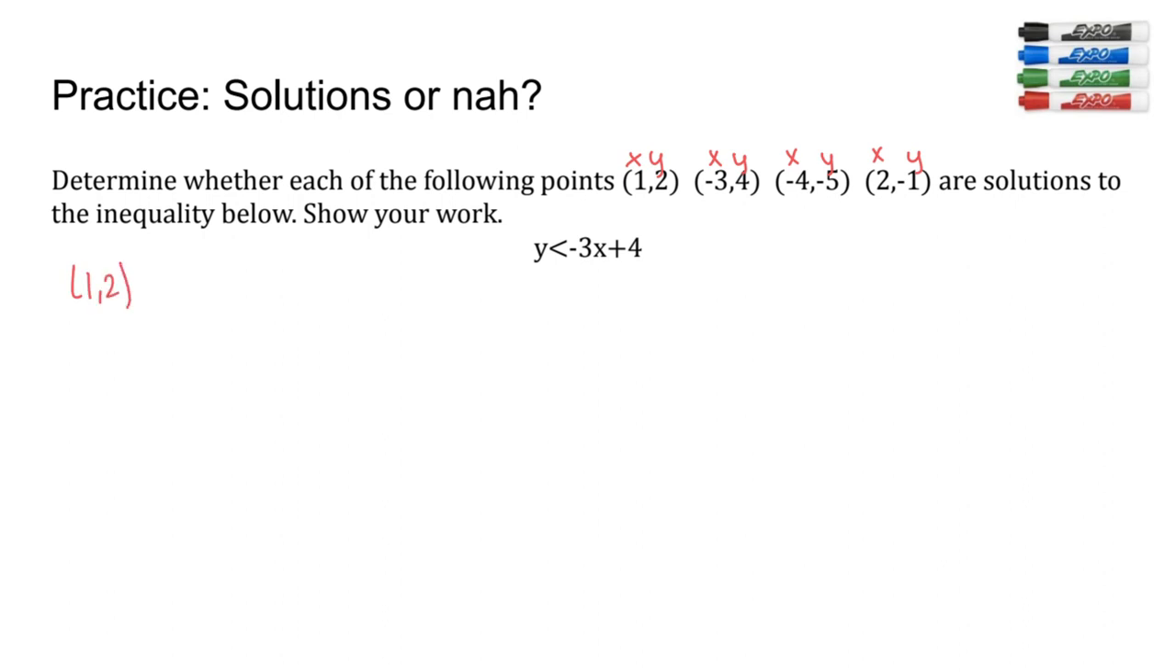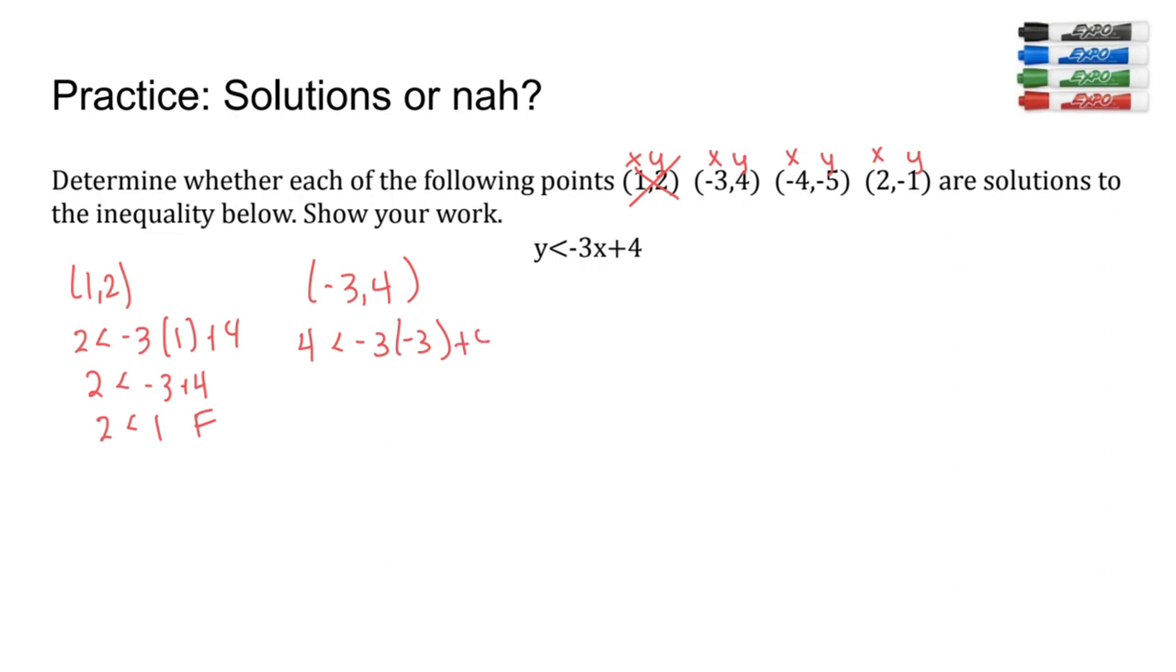So plugging it into my inequality, it's going to be 2 is less than -3 times 1 plus 4. So that's going to be 2 is less than -3 plus 4, which is 1. So 2 is less than 1, that's false. So this is not a solution. Now I'm going to plug in -3, 4. So it's going to be 4 is less than -3 times -3 plus 4. 4 is less than 9 plus 4. 4 is less than 13. That is true. So that means this is a solution.